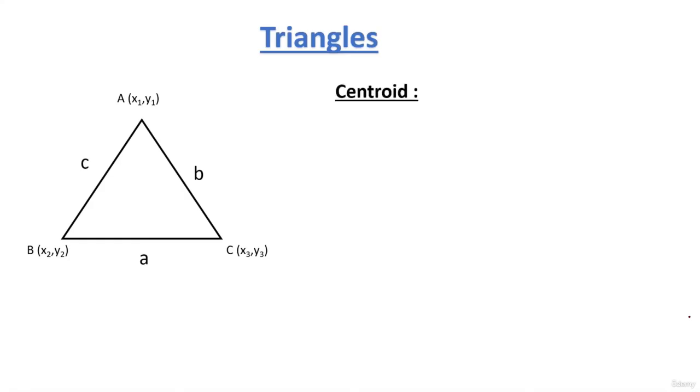Now we are first interested in finding the coordinates of the centroid. The coordinates of the centroid are nothing but the arithmetic means of the individual coordinates. For example, if I take the x coordinate of each point, x1, x2, x3, their arithmetic mean will be x1 plus x2 plus x3 divided by 3. The same goes for the y coordinate. If the y coordinates are y1, y2, y3, the y coordinate of the centroid will be y1 plus y2 plus y3 divided by 3. It's as simple as that.